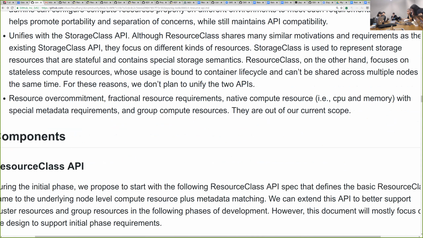Also, in the initial phase, we will not address resource overcommitment, fractional resource requirements, or native compute resource. Although our design does leave room to support them in the future. And I think we have talked about the future extensions we may consider to support them. It's just not our focus in the initial design.